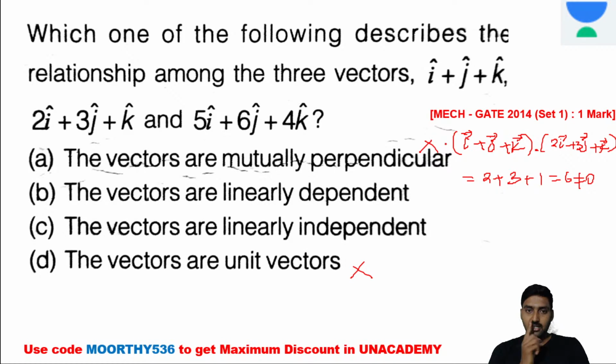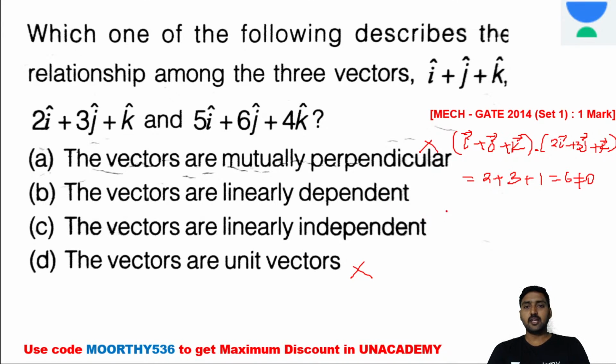Now we need to check whether these vectors are linearly dependent or linearly independent. Two things we need to conclude. So how to identify linearly dependent or independent vectors? How to identify whether it's dependent or independent?